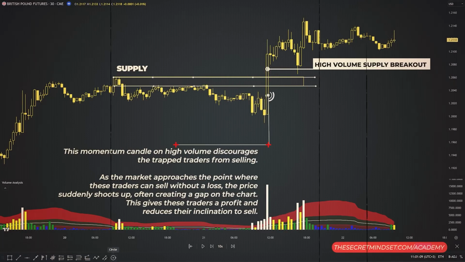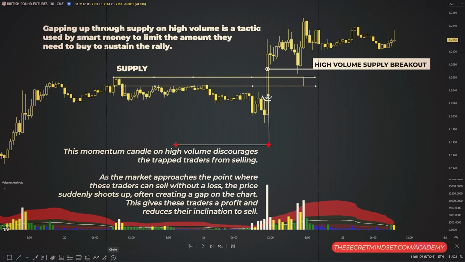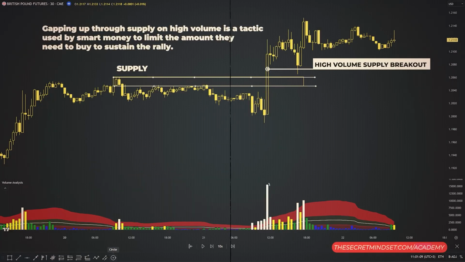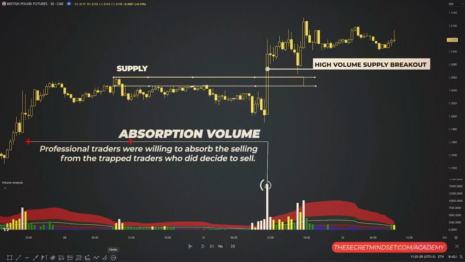This gives these traders a profit and reduces their inclination to sell. Gapping up through supply on high volume is a tactic used by smart money to limit the amount they need to buy to sustain the rally. It helps them avoid buying at high prices. When high volume follows these wide spreads, it indicates that professional traders were willing to absorb the selling from the trapped traders who did decide to sell. And this is known as absorption volume.